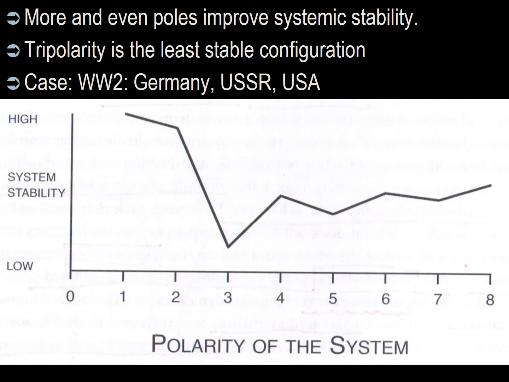You can see here in the chart, according to Schweller, the highest stability is unipolarity, then bipolarity. Tripolarity is very unstable. And then having a system of 4 states is more stable. Having a system that's odd, like 5 states, is less stable. So having an odd number of states is always less stable than having an even number of states. But even having 8 states will have less stability than having only 2 states.